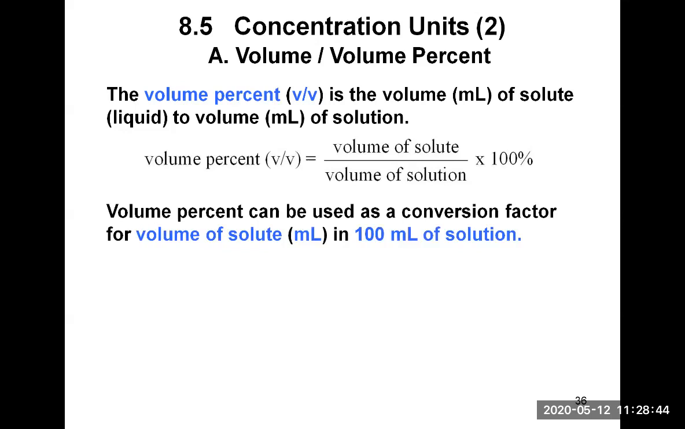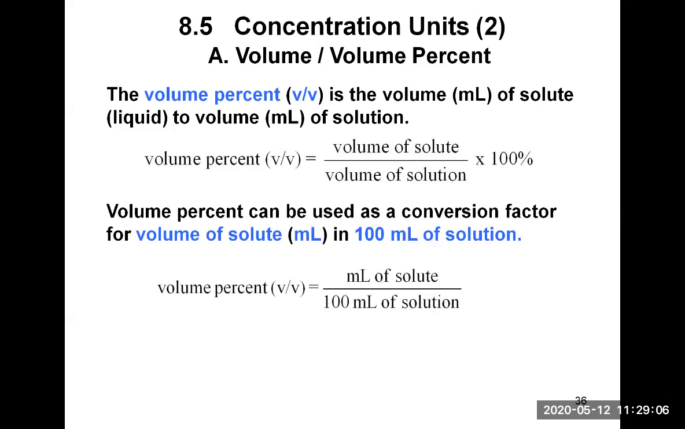Volume percent can be used as a conversion factor for volume of solute in 100 milliliters of solution. So you would use that as an equality that says a number of volume of solute equals 100 milliliters of solution. That's how you would use it. Because the volume percent can also be calculated as the milliliters of solute if you have exactly 100 milliliters of solution. In this case, you would not multiply by 100 because you already have exactly 100 milliliters of solution.